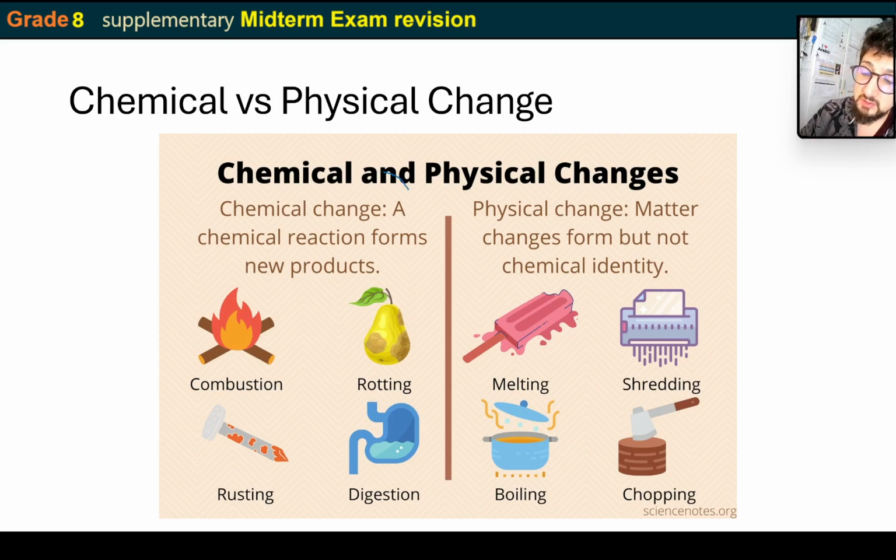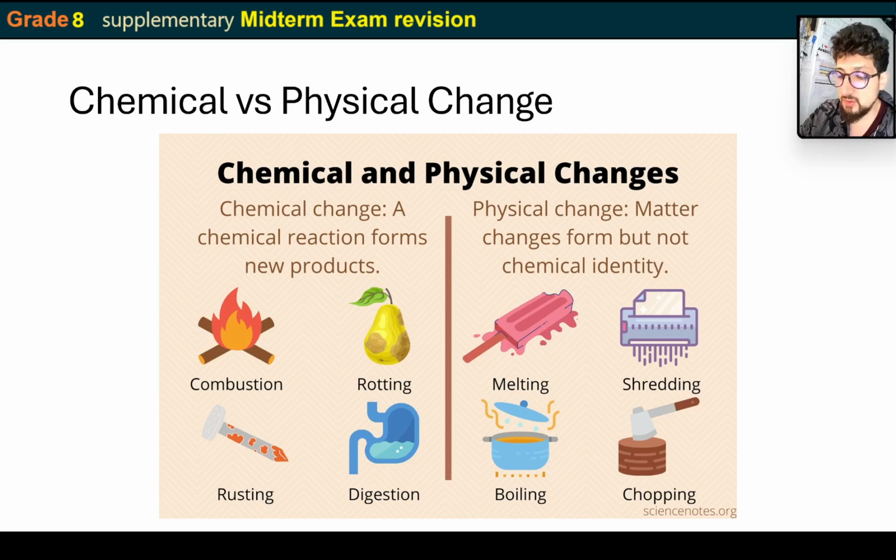Whereas with a chemical change, a new substance is made. So for example, when you're baking bread, you cannot get the dough back. You've now made a new substance. When you're grilling a steak, you can't get the meat back. When you're burning wood, you've now made a new substance, ash. You can't get the wood back.